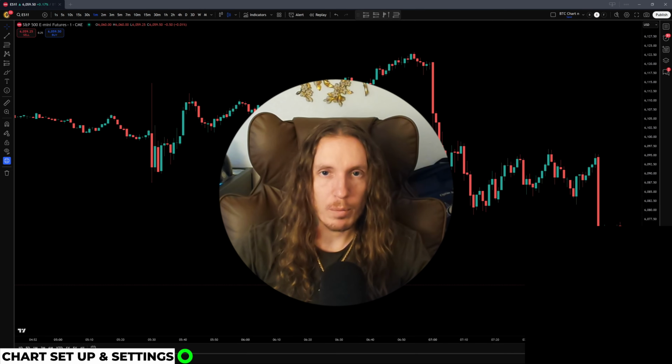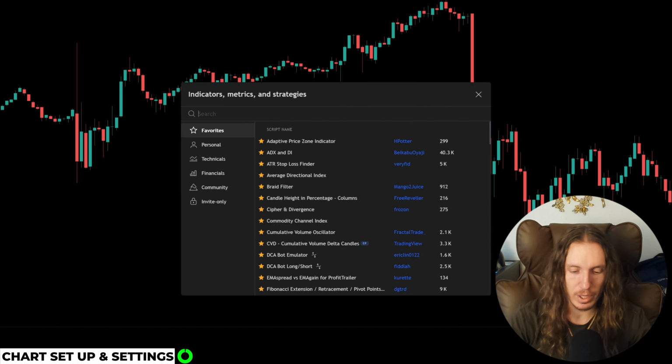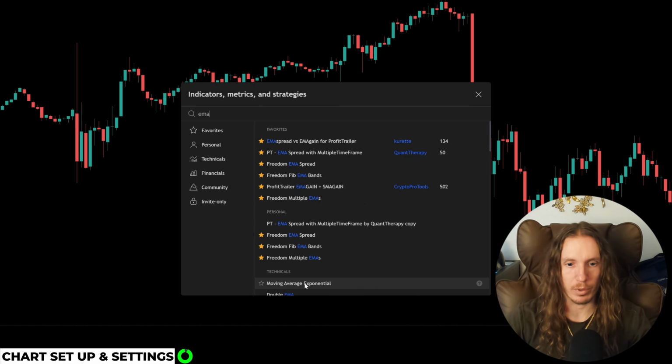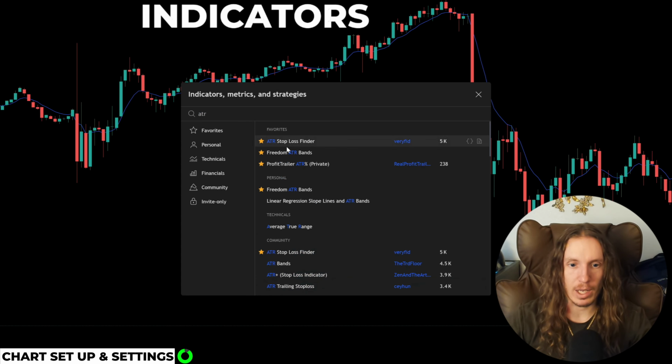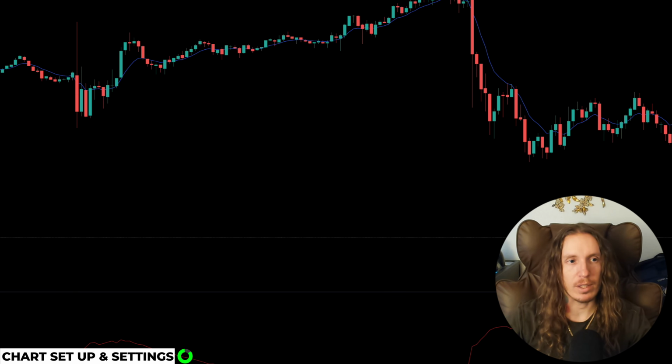Here's an awesome 1-minute scalping strategy on the ES futures contracts. Now you can trade this on other things as well, but I'm going to do it on the ES. So we're going to start with an exponential moving average, an EMA. We're also going to add an ATR, average true range, and we're going to modify these slightly.